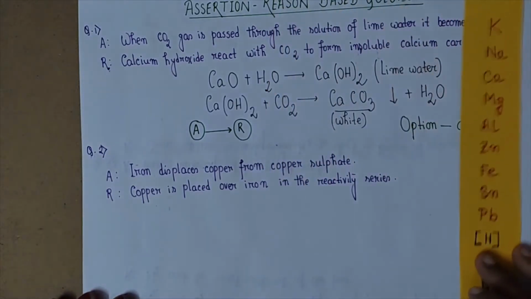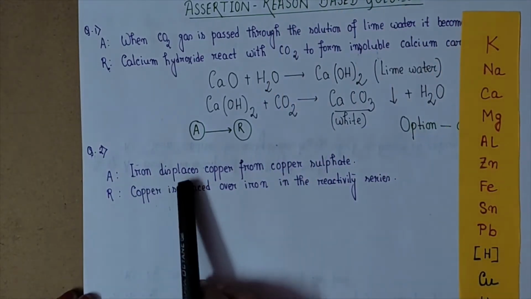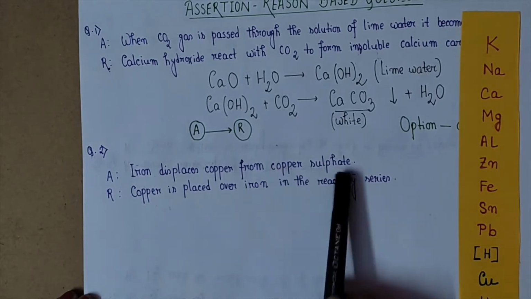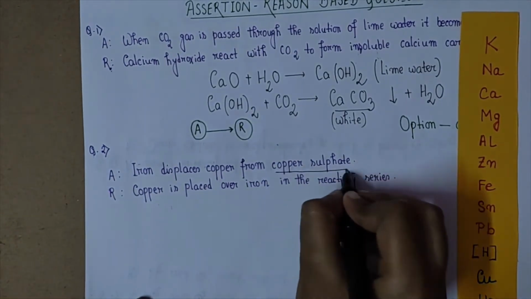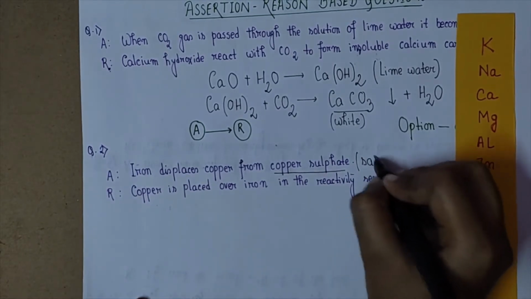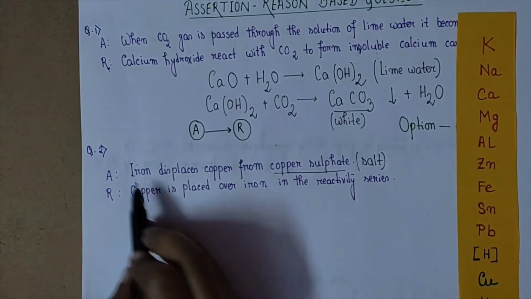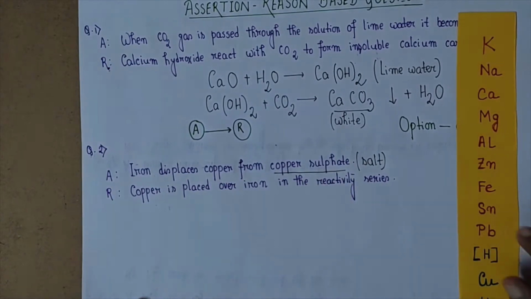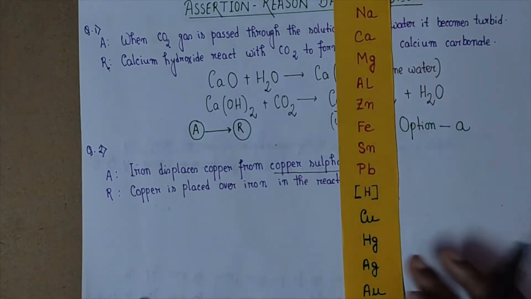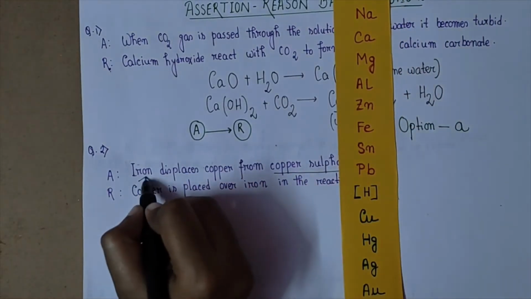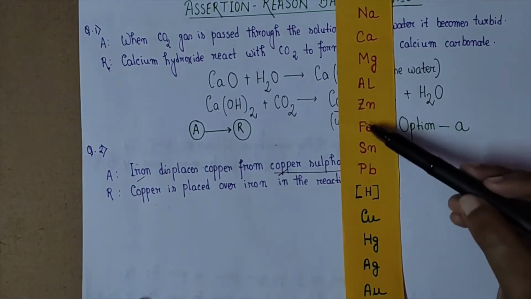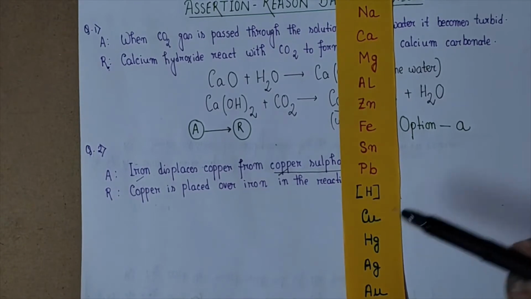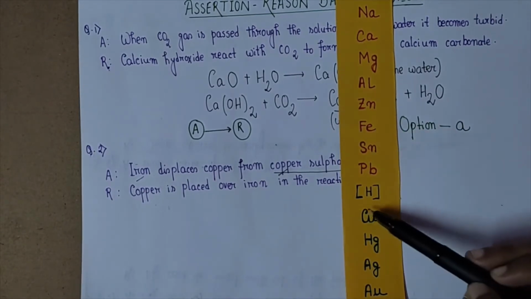So what is the question given? The question here: iron displaces copper from copper sulfate. So copper sulfate here is the salt solution, that means the salt of copper. So iron displaces copper from copper sulfate. Let's check from this reactivity series the position of iron and copper. As you can see, this is the position of iron and this is copper.